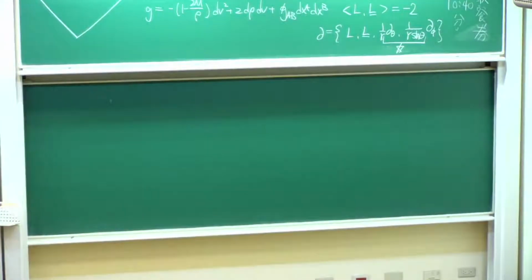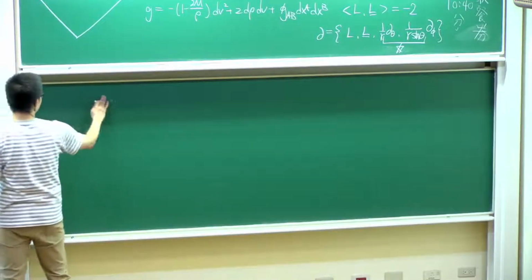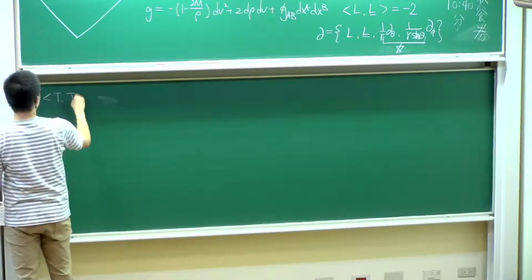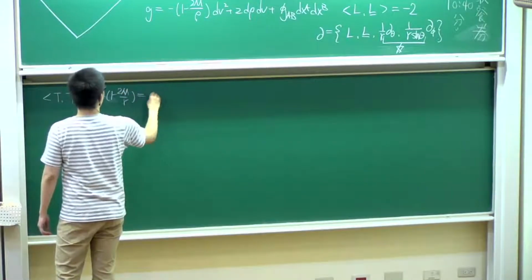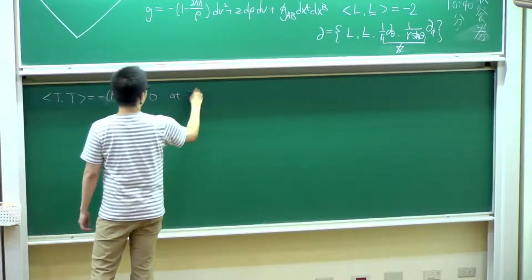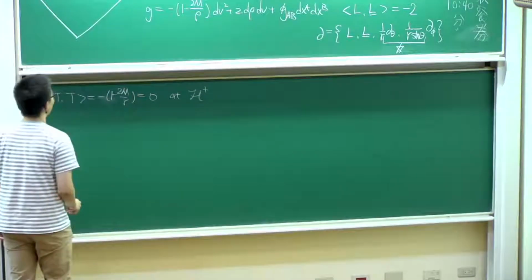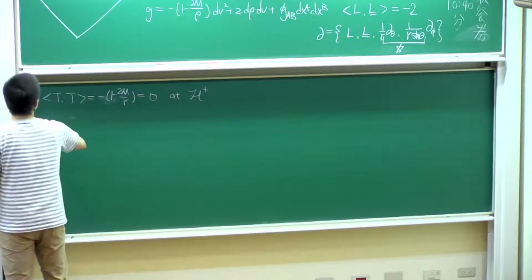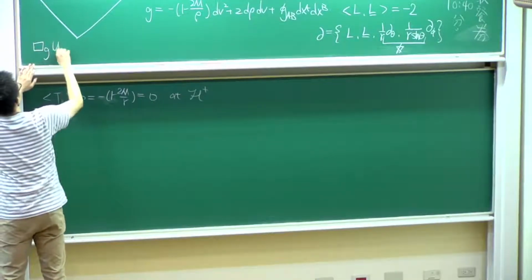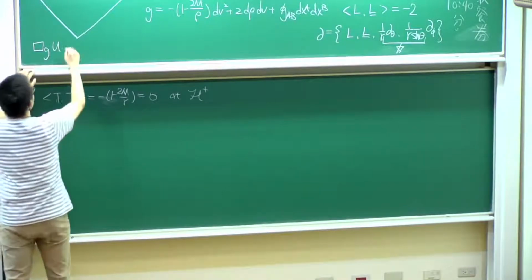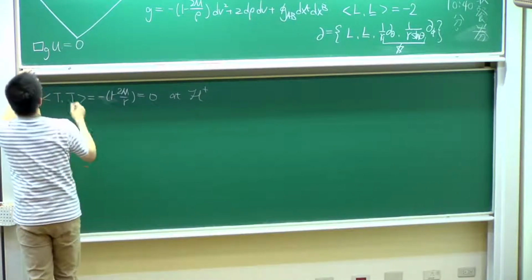Okay, so the next step is to generalize this approach to the Schwarzschild space-time. The first thing one needs to take care of is that this T is not always time-like. T dot T is minus (1 minus 2m over r), which equals 0 at the event horizon. So we're still going to study the wave equation, box g equals 0.